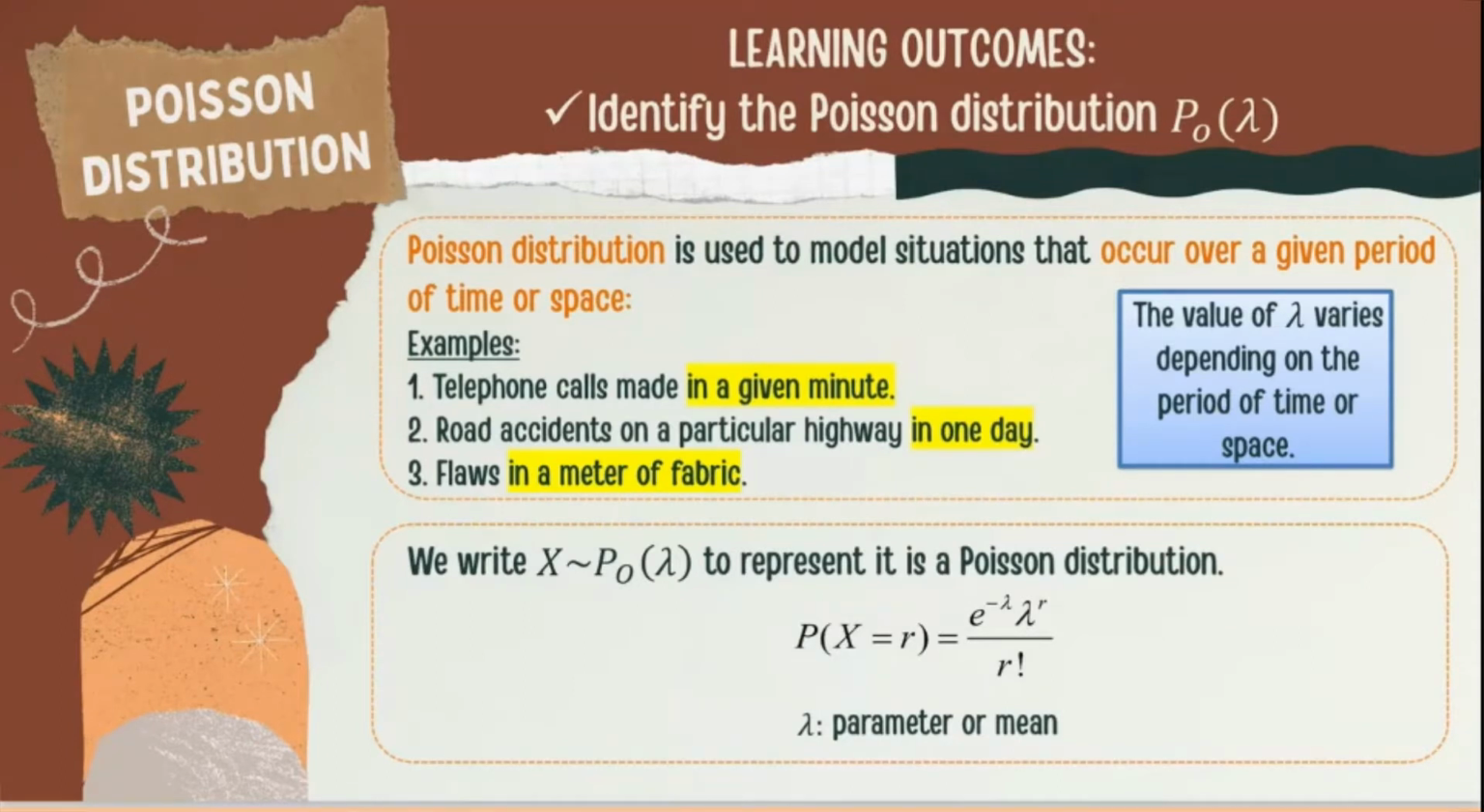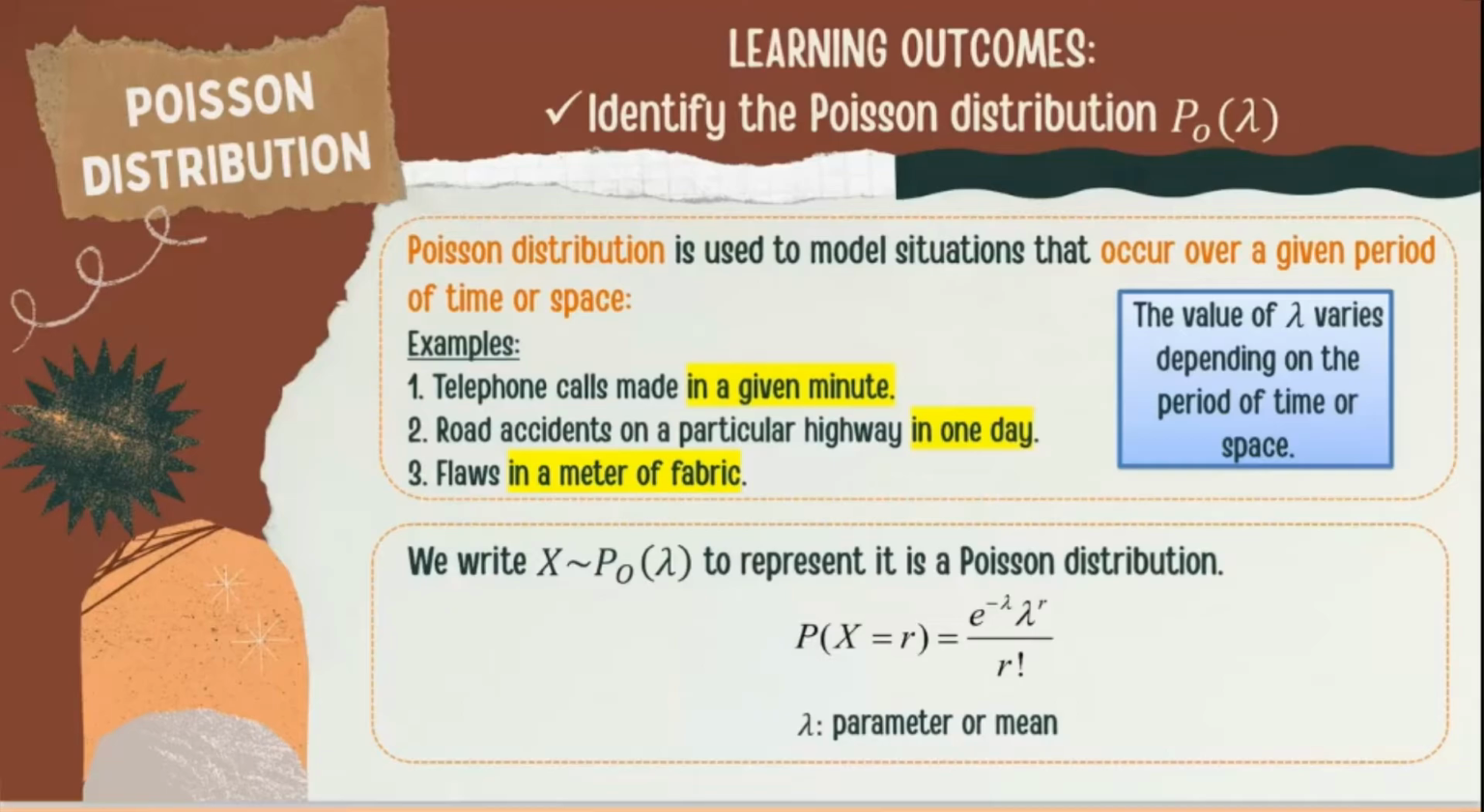Okay, so the value of lambda varies depending on the period of time or space. So ini kenapa dia cakap macam ni? Sebab berdasarkan lambda yang dia bagi ikut soalan minit contohnya, possible je kalau dia tanya P of X greater than R in 2 second. So kita kena ubah lambda tu pula. So maksudnya untuk Poisson ni, lambda dia boleh berubah-ubah. Okay, so kita akan write dia tadi sebagai Po lambda to represent that it is a Poisson distribution.